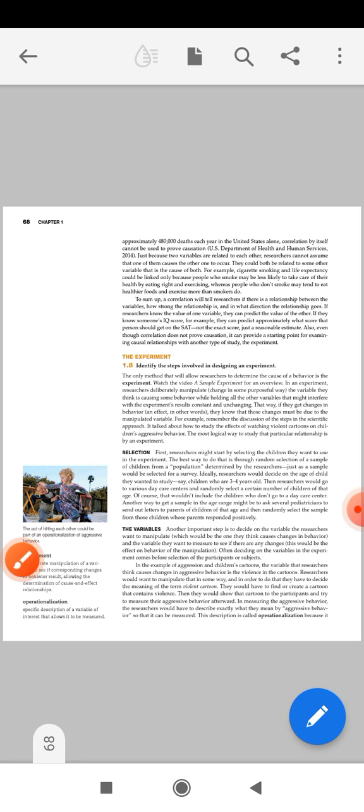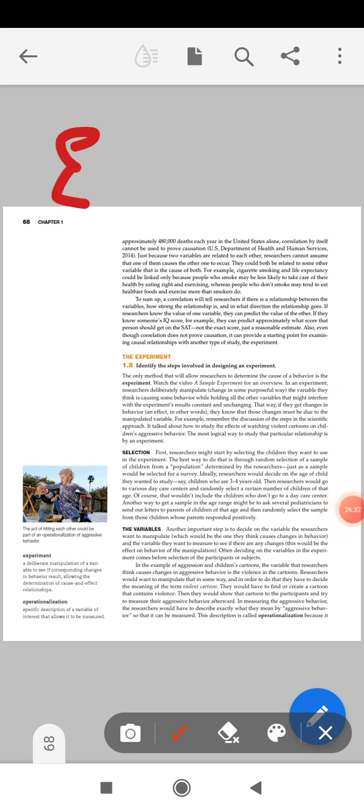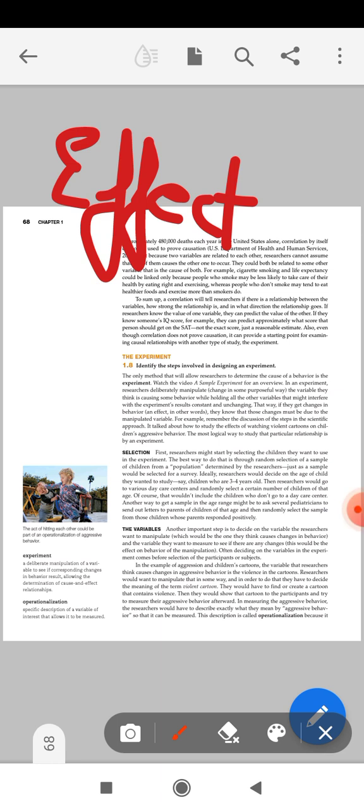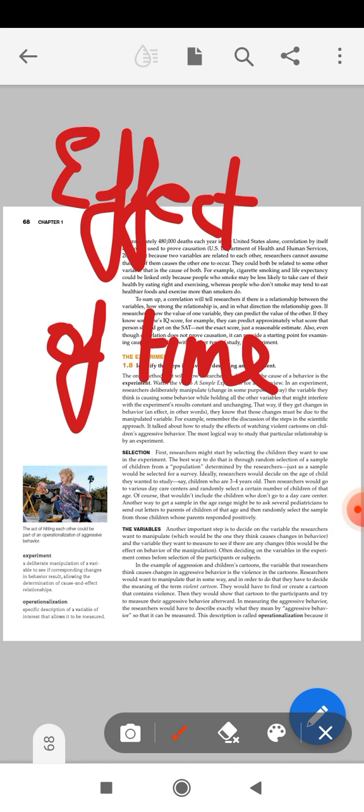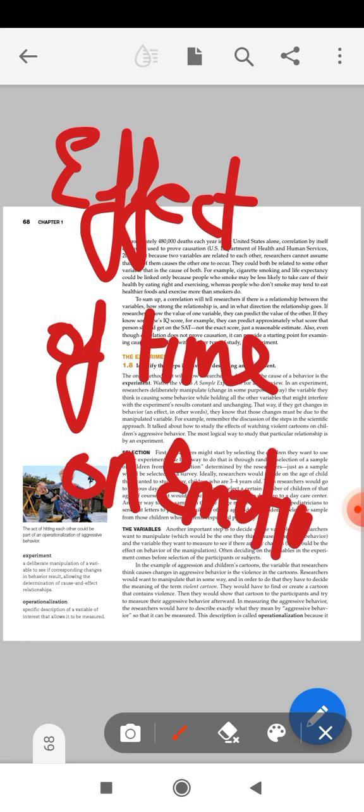Let's say we want to know the effect of time on emotions. This is our question, and we want to get the answer. Based on this, we are getting two variables. One is time and the second is emotion.